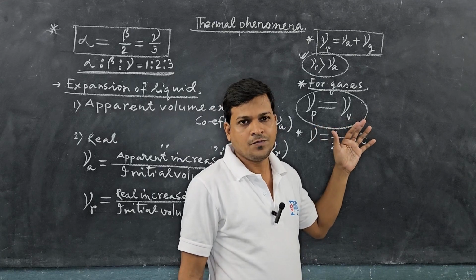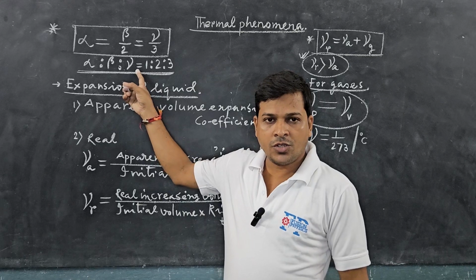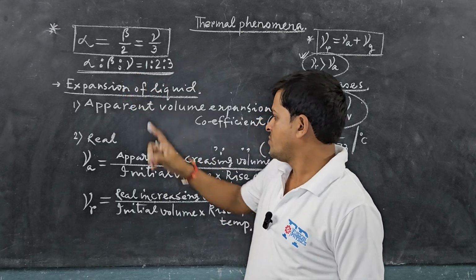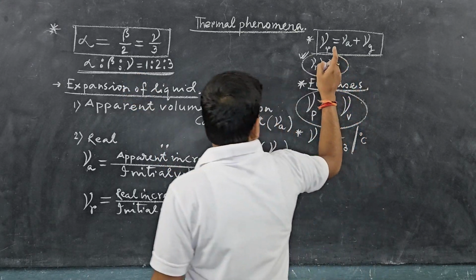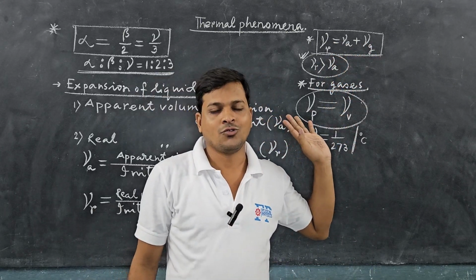In the next video, we will learn how we can establish the relations alpha is to beta is to gamma equals 1:2:3, gamma R equals gamma A plus gamma G, and gamma P equals gamma V. Today up to this.